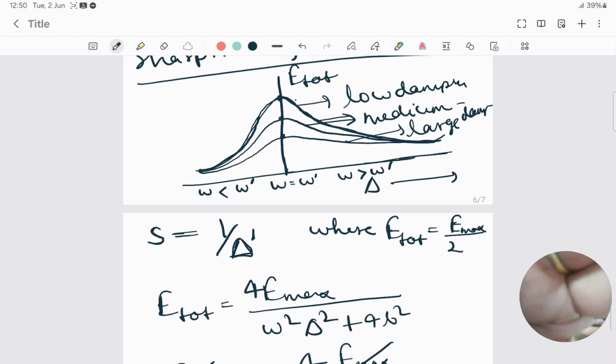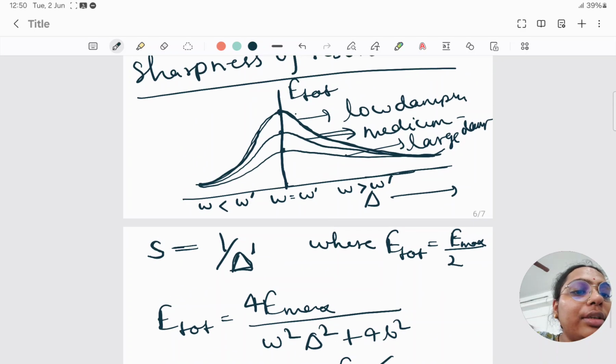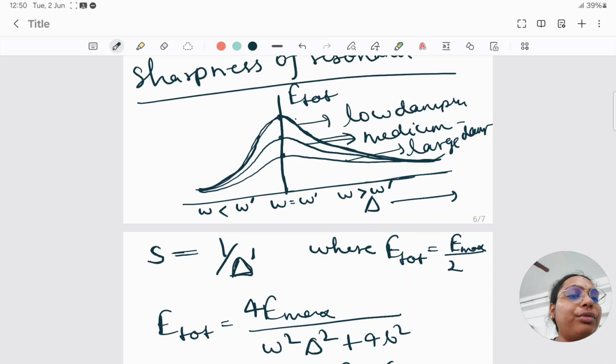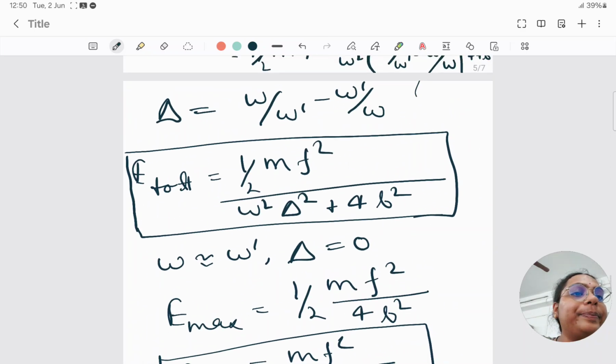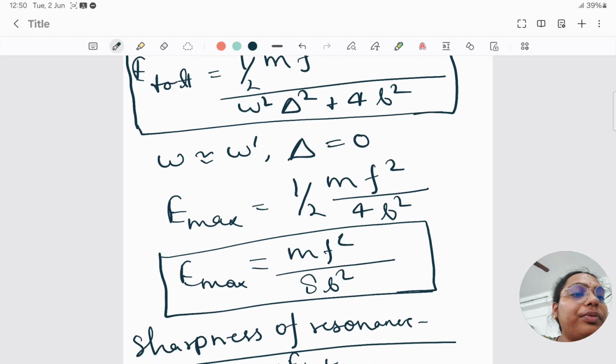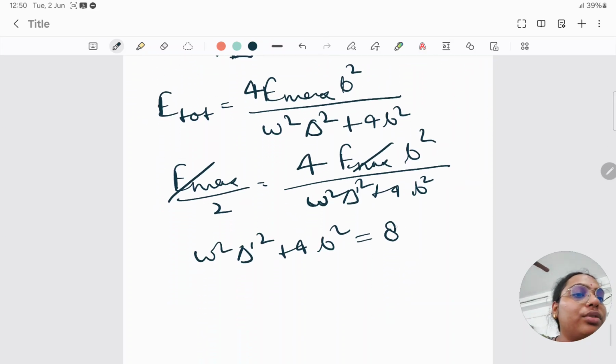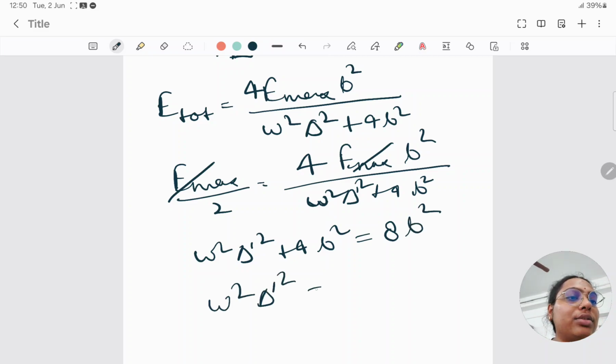So there was some problem in the derivation. If we have written E total is equal to 4E max, okay, it will not be 4E max only, it will be 4B square E max. Okay, the B square term we forgot. So finally what we will get, this 4B square. Okay, omega square del dash square is equal to 4B square.